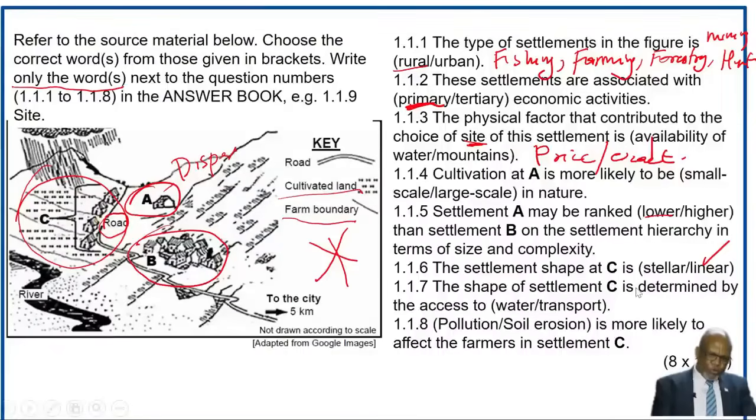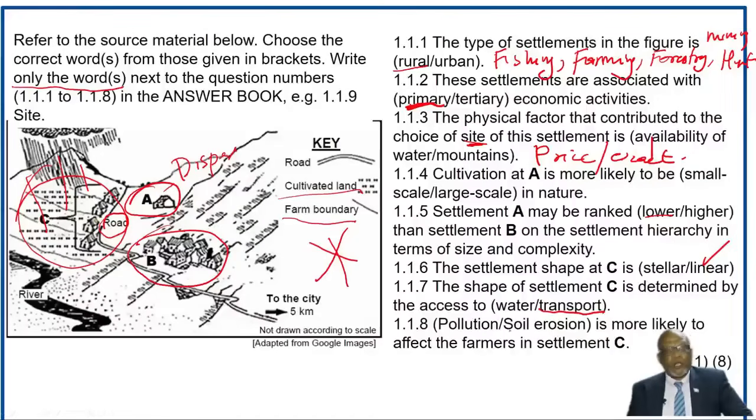So the shape there is not influenced by water, but it is influenced by transport. Now, pollution or soil erosion is more likely to affect the farmers in settlement C. So now when you're looking at here, you can see the area here is steep. So usually rural areas do not experience a lot of pollution, but they do experience a lot of soil erosion.